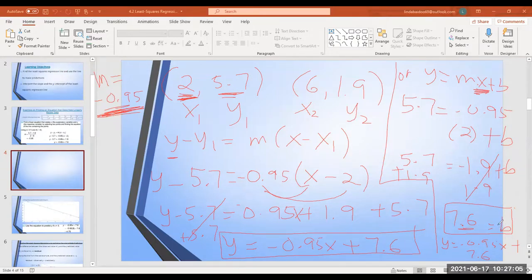So now, to get the equation of the line, what we just did was to find b. To get the equation of the line, go back here. Y has to stay the same as y. Our m here is the negative 0.95. Bring your m. X has to stay the same as x. And b is what we got as 7.6. So this is the equation of the line. It's the same as what we got here. So that is how we find the equation of the line.